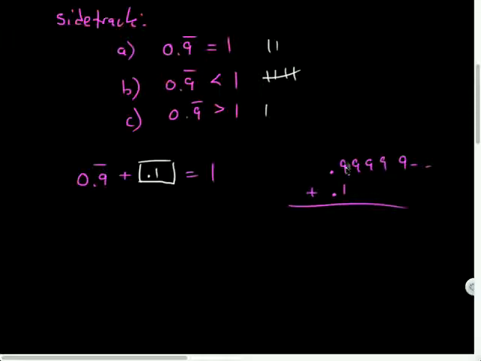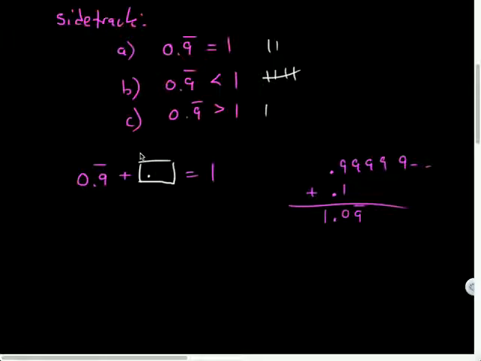What is 0.1 plus 0.9? 1. Yeah, I'd have too much. So what else could it be? It couldn't be anything. It's equal to 1.